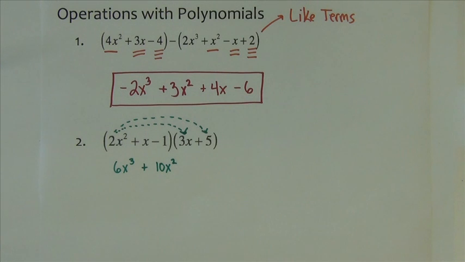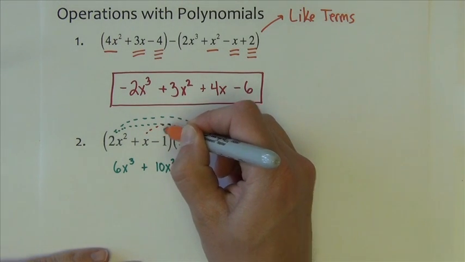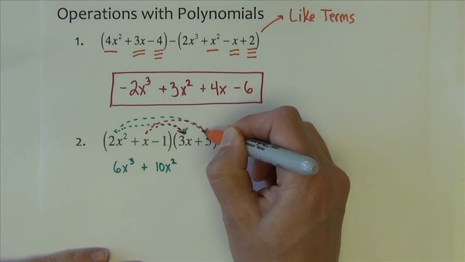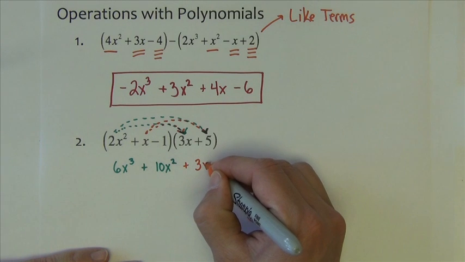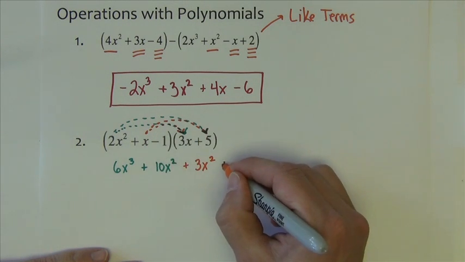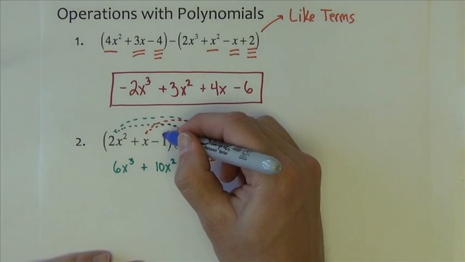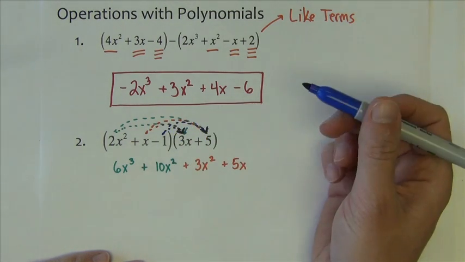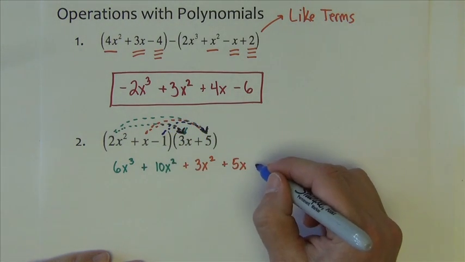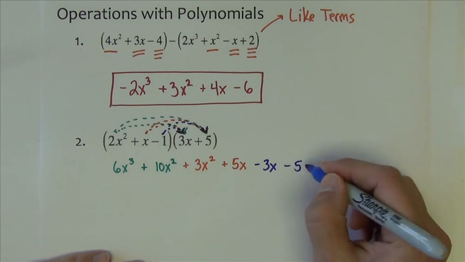Now let's change. Let's move to the x. X needs to distribute to the 3x, and x needs to distribute to the 5. X times 3x is 3x squared. X times 5 is 5x. Finally, I need to do this negative 1. It needs to distribute to the 3x, and it needs to distribute to the 5. Negative 1 times 3x is negative 3x. Negative 1 times 5 is negative 5.